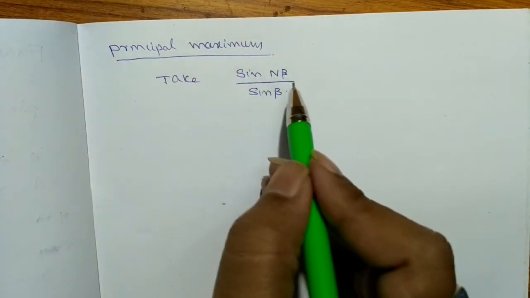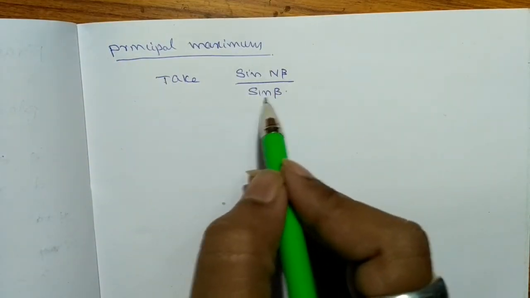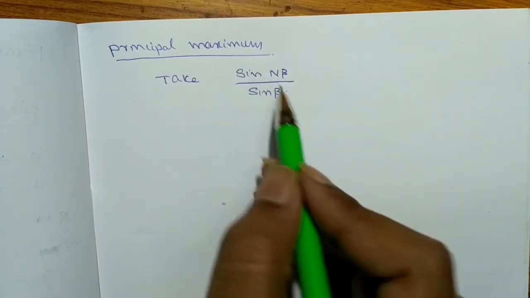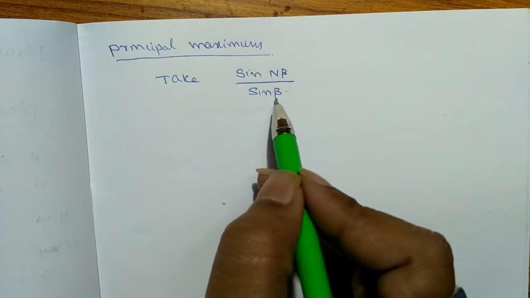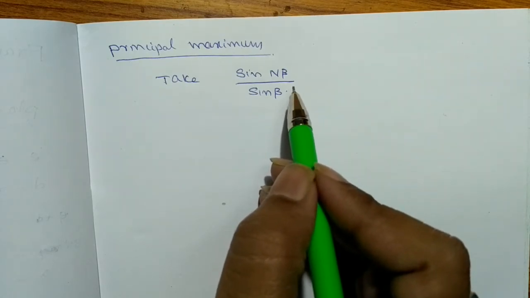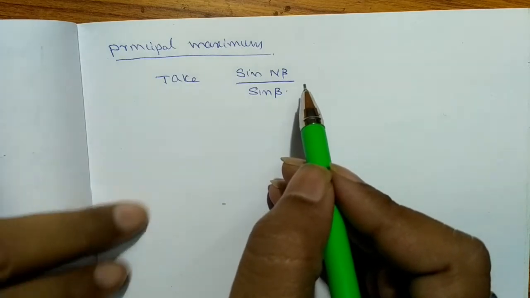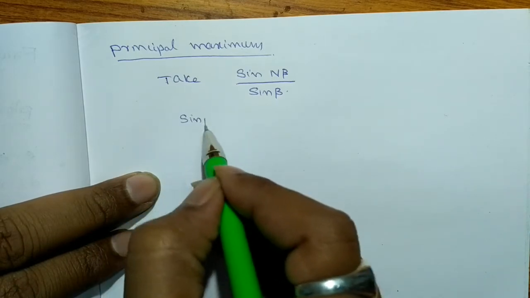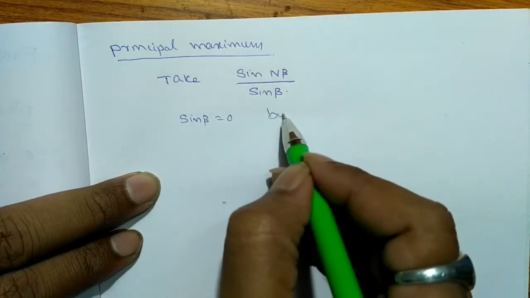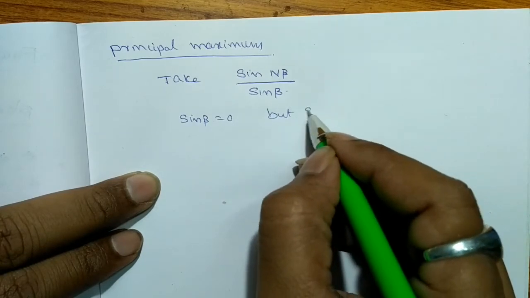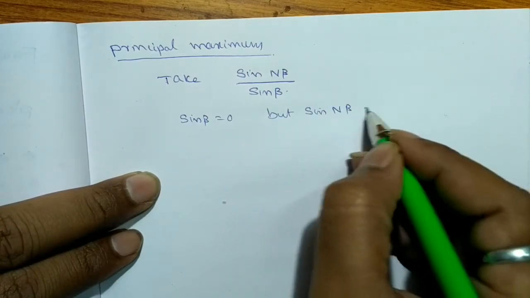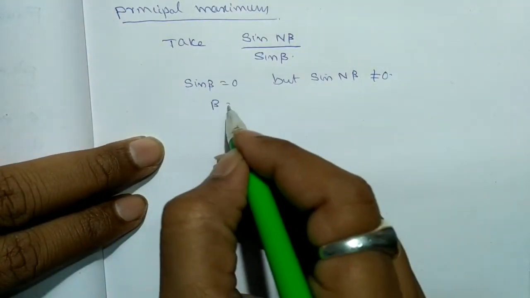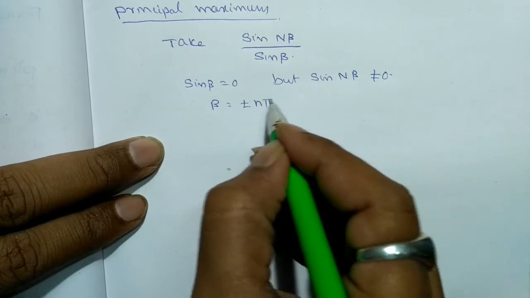Condition for the principal maximum: we have to take this equation, sin nβ by sin β. When this expression becomes maximum, that is when the denominator is equal to 0, the resultant will be maximum, which is infinity. So here we assume the denominator is equal to 0, that is sin β is equal to 0, but the numerator is not equal to 0, sin nβ is not equal to 0. This is the condition. Then β is equal to plus or minus nπ.